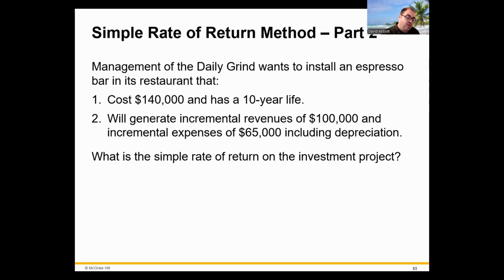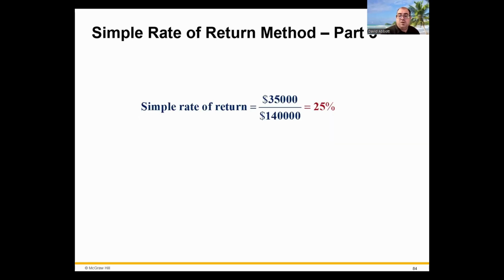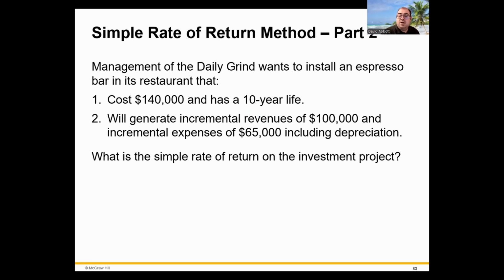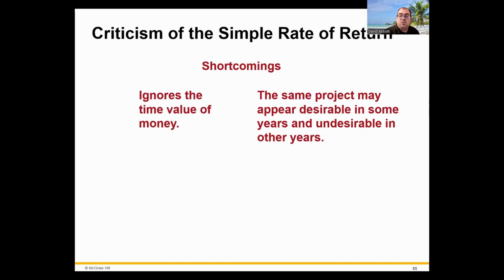And so we can look at an example. Assume that the management of the Daily Grind wants to install an espresso bar at its restaurant. The cost of the espresso bar is $140,000 and it has a 10-year life. The espresso bar will generate incremental revenue of $100,000 and incremental expenses of $65,000, including depreciation. So what is the simple rate of return on the investment? If we take 35,000, which is the difference there, and divide it over the cost, we get 25%.